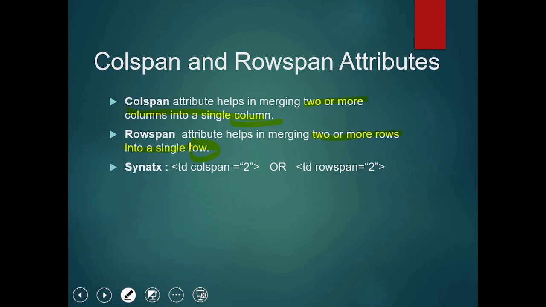So when I say colspan equal to 2, that means I have to merge these two columns together. And when I say rowspan, that means I have to merge these two rows together. So that's why we write rowspan and colspan.